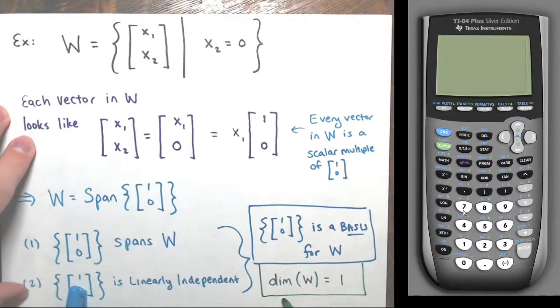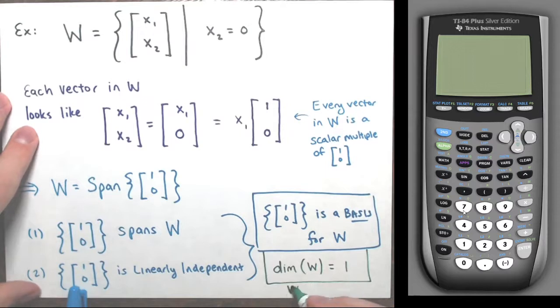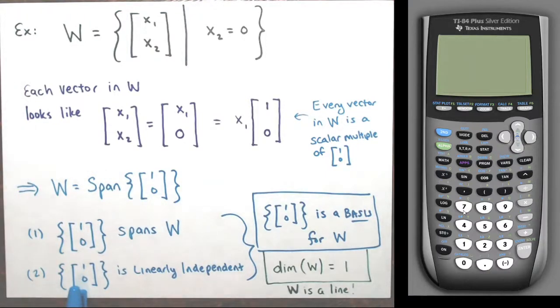So W would be a line in R2. These are vectors in R2. We're looking at the XY plane or whatever. W would trace out a line going through the origin. It's a one-dimensional figure, a line. Wonderful. All right. Next example. And I've got a couple more of these, and they're all pretty similar.